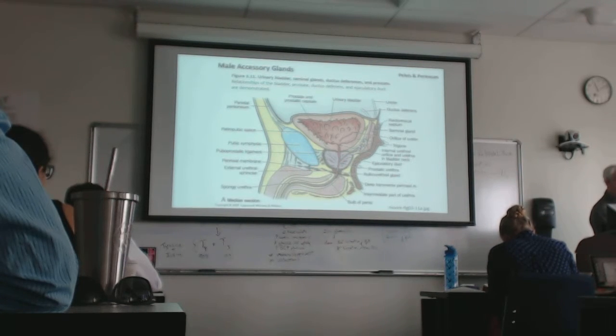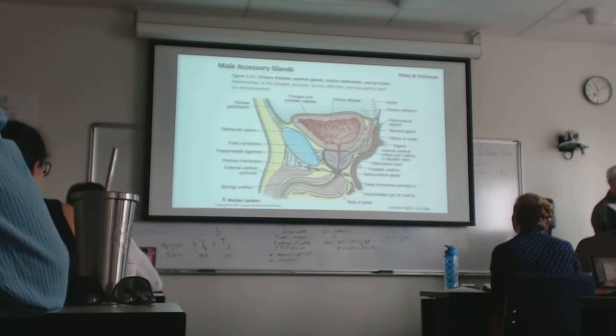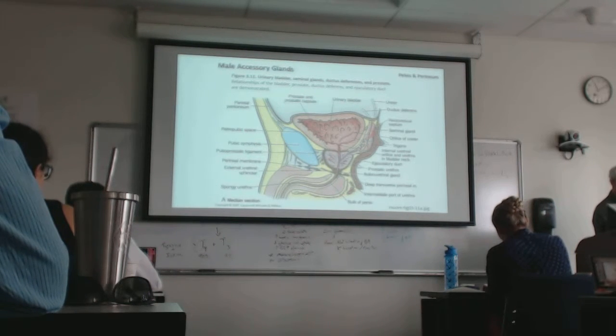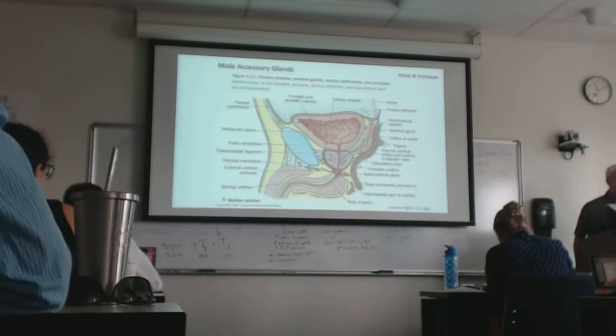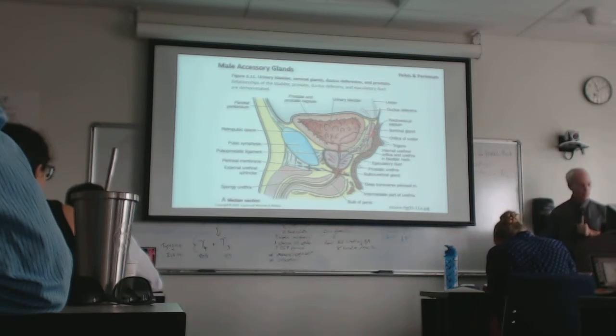So here's accessory gland number 1. Here's accessory gland number 2, the prostate. And then do they show us the little Cowper's gland down there just above the perineal membrane?